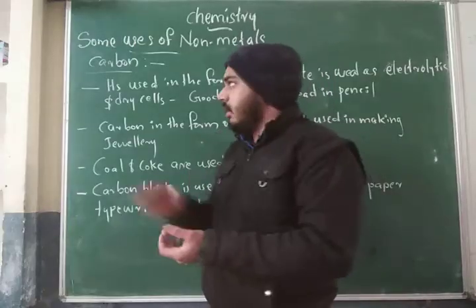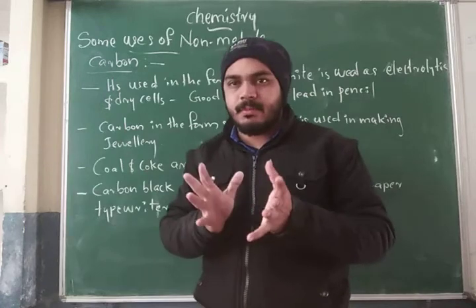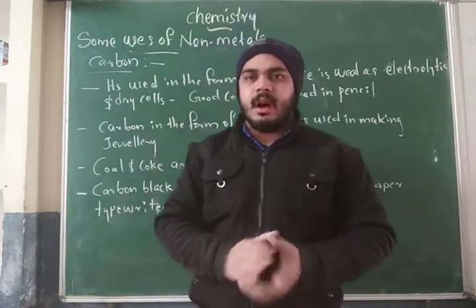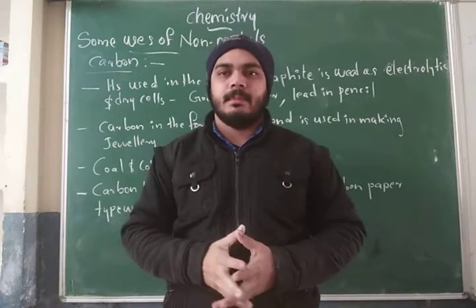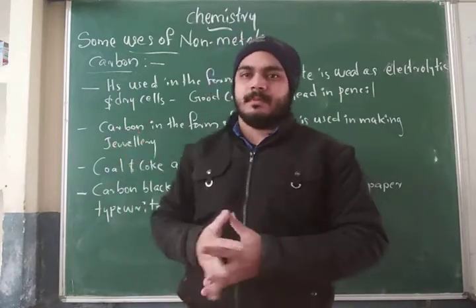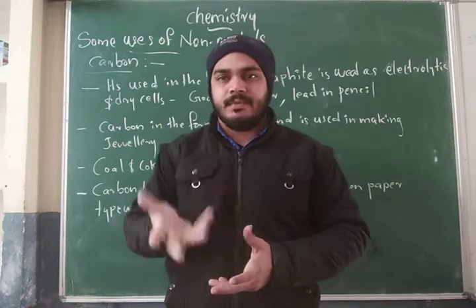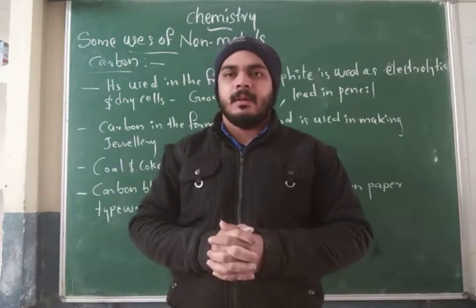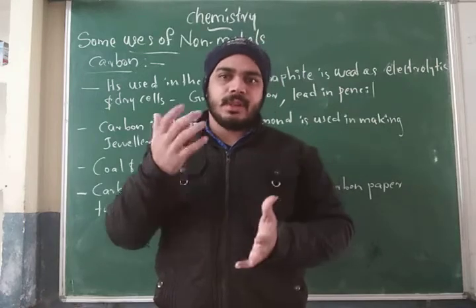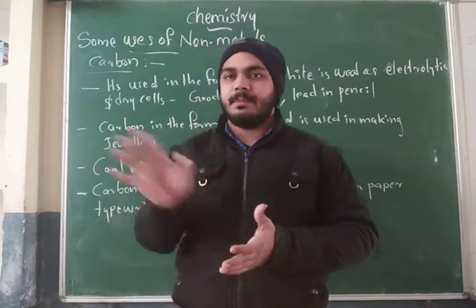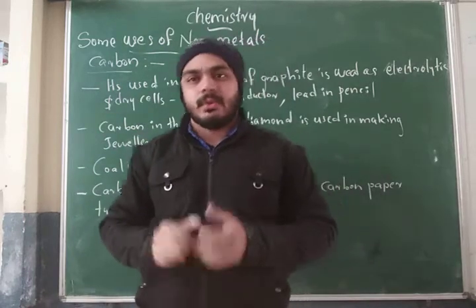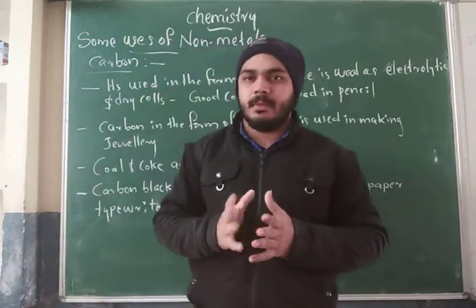Next one, carbon. Carbon is the most important non-metal in the earth's crust. That means almost all compounds are made of carbon, like graphite, diamond and almost all compounds. Almost everything is made in the form of carbon. So that's why carbon is very essential for human life.